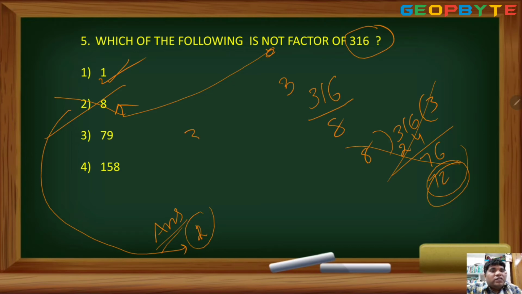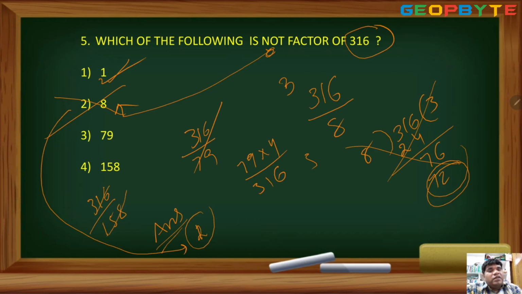This 316 is divisible by 79, right or wrong? You can check. Okay, 4 times. 79 into 4: 4 nines are 36, 4 sevens are 28, plus 3 is 31. So it cancels. 316 by 158 is exactly 2 times, cancel. So this 316 is divisible by 1, divisible by 79, and divisible by 158 also.